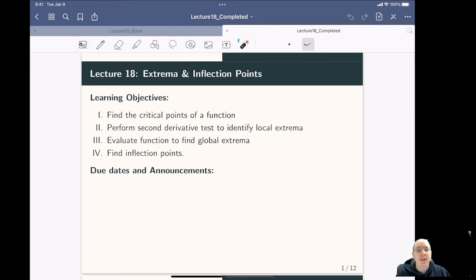Hello and welcome to lecture 18 on extrema and inflection points. So this is the first lecture in the third section of this class on the applications of a derivative.